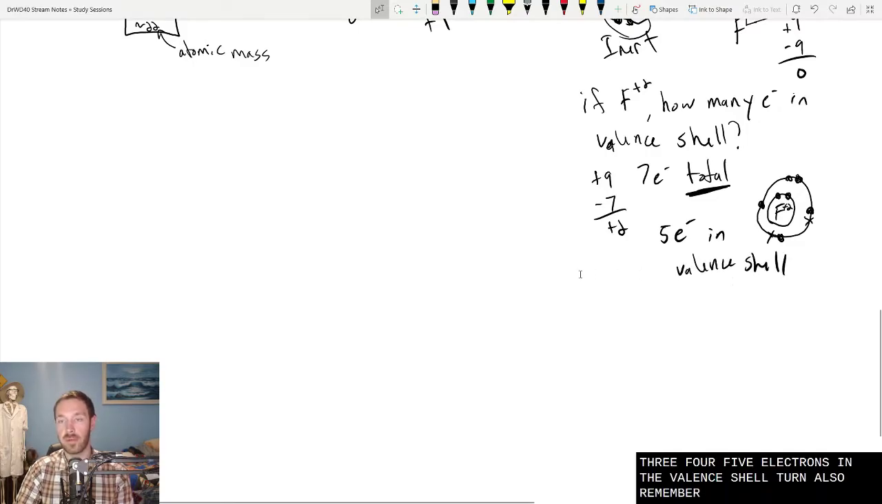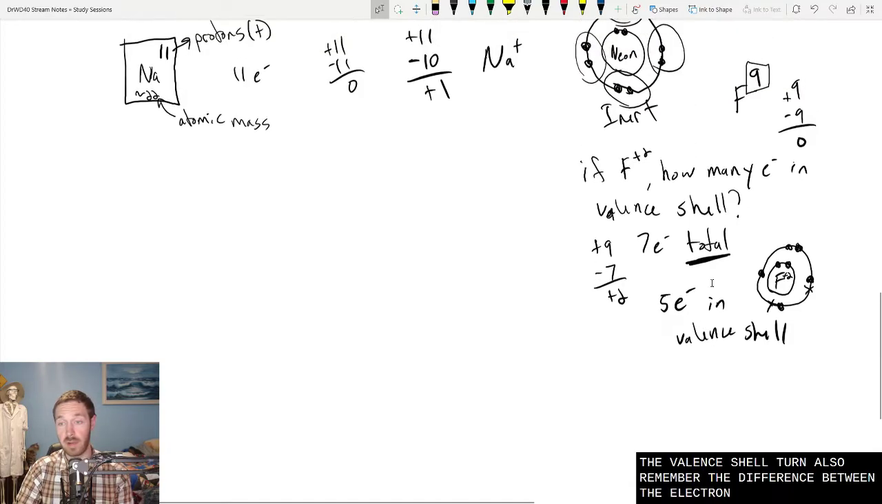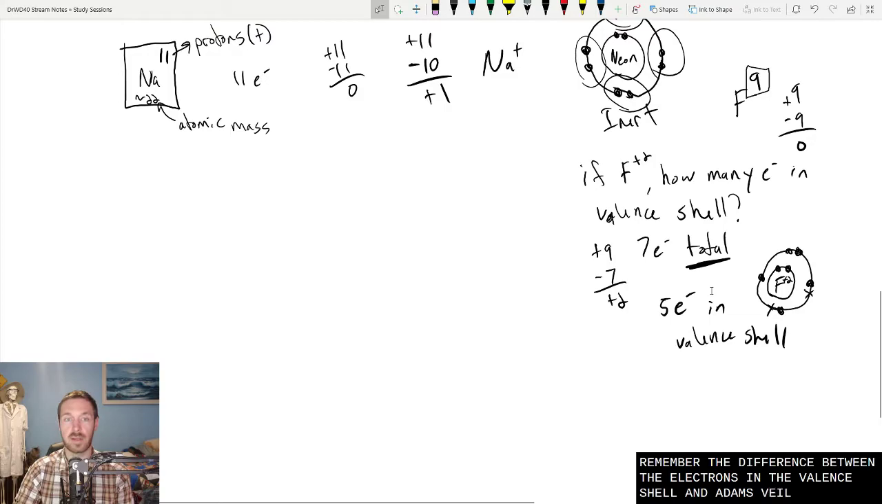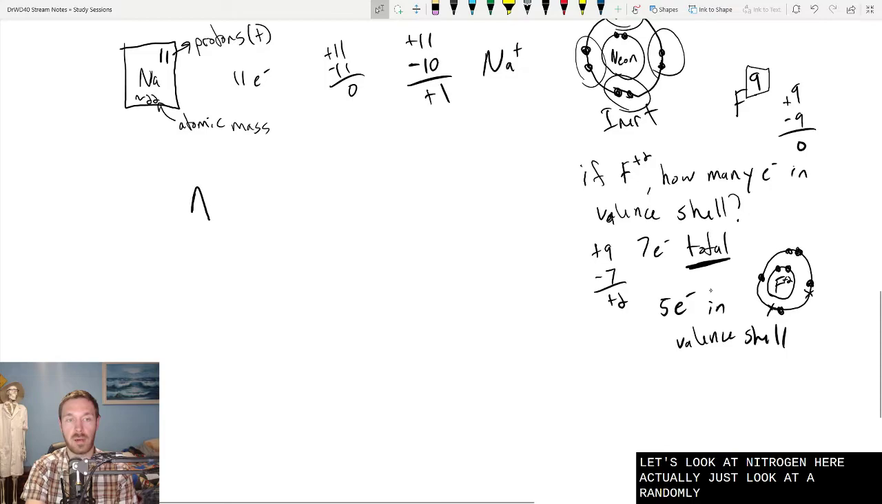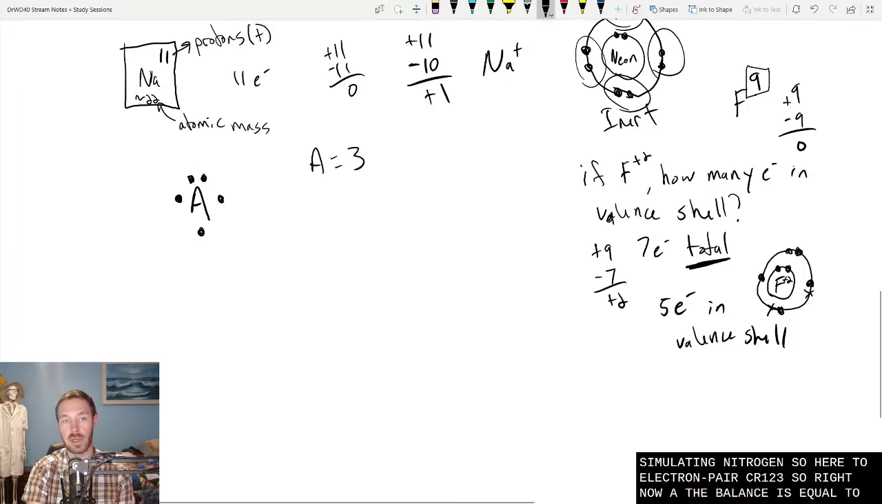So then also remember the difference between the electrons in a valence shell and an atom's valence. So let's look at nitrogen here. Actually, let's just look at a randomly bonded molecule. So here's molecule A, and this is simulating nitrogen. So here, 2 electron pairs here, 1, 2, 3. So right now, A, the valence is equal to 3. But valence electrons is equal to 1, 2, 3, 4, 5. So make sure you understand the difference between valence and valence electrons.